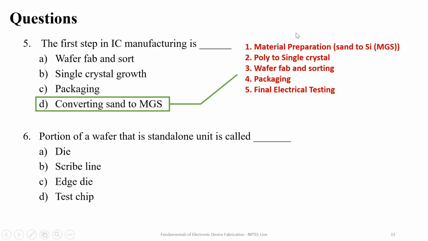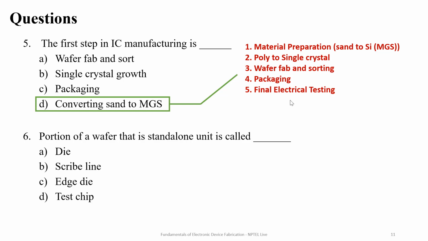So the first step is material preparation. That is, sand we have to convert to MGS. Then we have to convert the polycrystalline MGS into single crystal EGS, and then the single crystal EGS has to be converted into a single ingot using the Czochralski and float zone methods. After that, we have processes like wafer fabrication and sorting, packaging, and finally electrical testing. So these are the 5 steps in IC manufacturing. Is that clear for all of you?